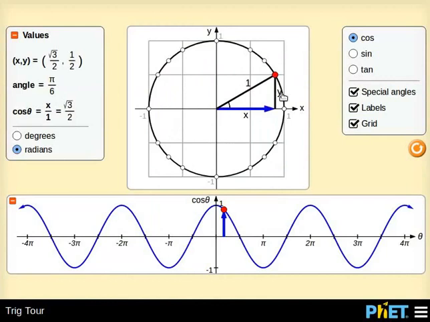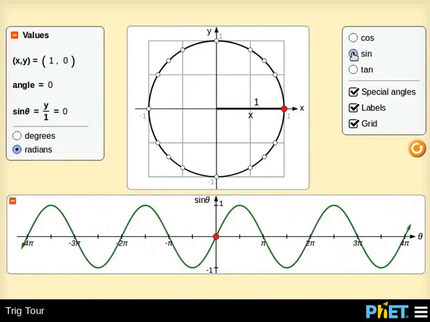Drag the red point back to the x-axis. In the functions box, click sine. Click the degrees radio button. As seen earlier, x, y are 1, 0. Note the definitions of sine theta given earlier. When angle theta is 0 degrees, the y-coordinate of the red point is 0.